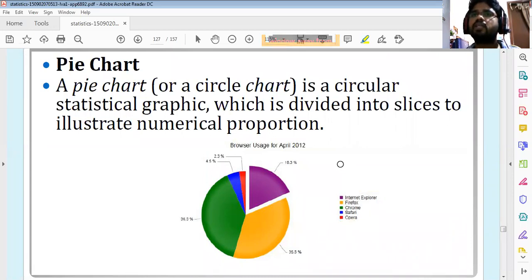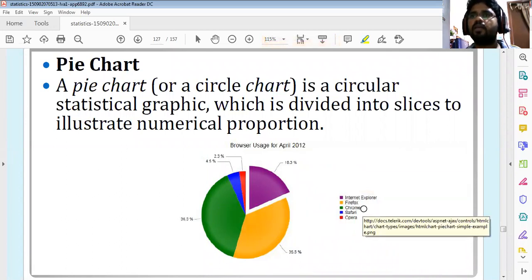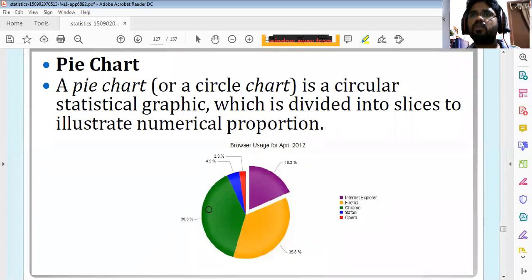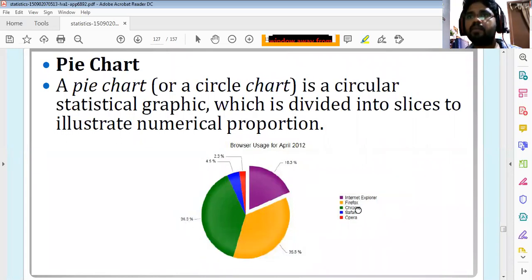For example, out of 100, 40 people are using Chrome. So 40 by 100 into 100 gives 40%. So they have gathered some information about browser usage. The majority of the people, 38%, are using Chrome, and fewer people are using the Opera browser. So this is called proportion.